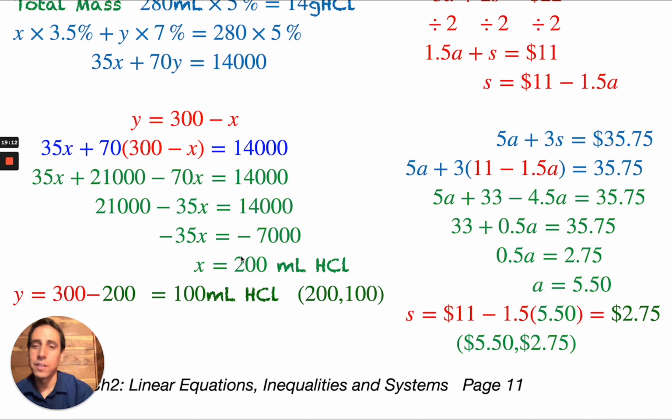200 what? 200 milliliters of HCl. You can plug it back into the red version of this equation. You get y is equal to 300 minus 200, 100. So there'd be 200 milliliters of X and 100 milliliters of Y, and that gives you what you need.